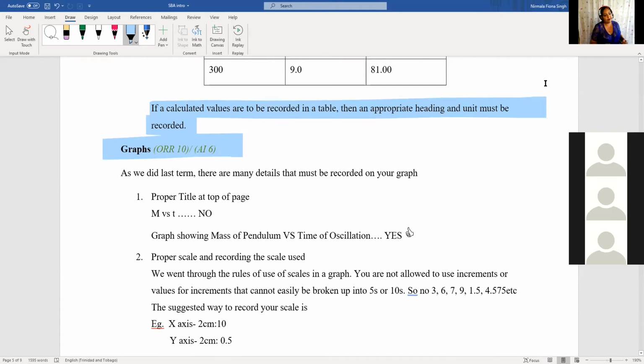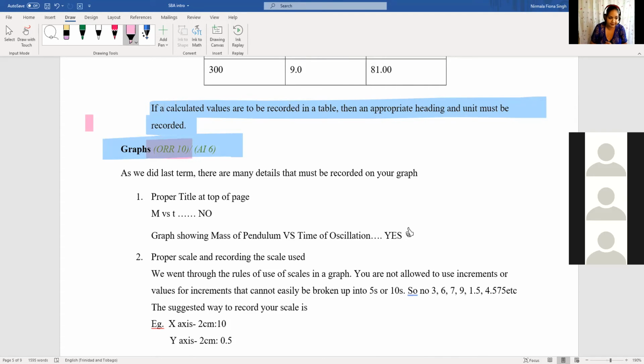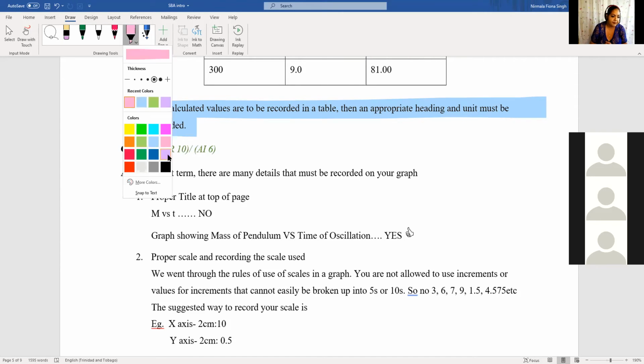Exact graphs. As we did last time, there are many details that must be recorded in your graph. So we are going to look at ORR right now. ORR marks come from labeling your graphs properly. Up to 10 marks can be gotten from your graph, just your graph, by labeling properly.